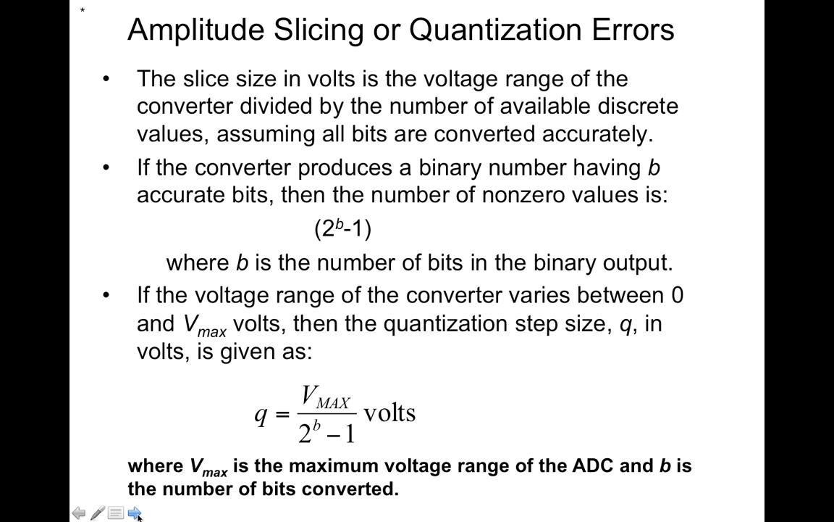So that slice size in volts is the voltage range of the converter divided by the number of discrete values. So if you have some binary number that has, say, B accurate bits, then the number of non-zero values that you can have is 2 to the B minus 1. So let's say we have an 8-bit system. Then you have a value at 0, and then you have values all the way up to 2 to the 8 minus 1.